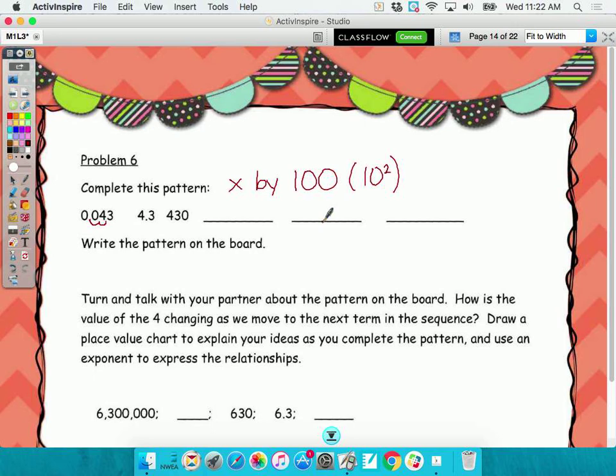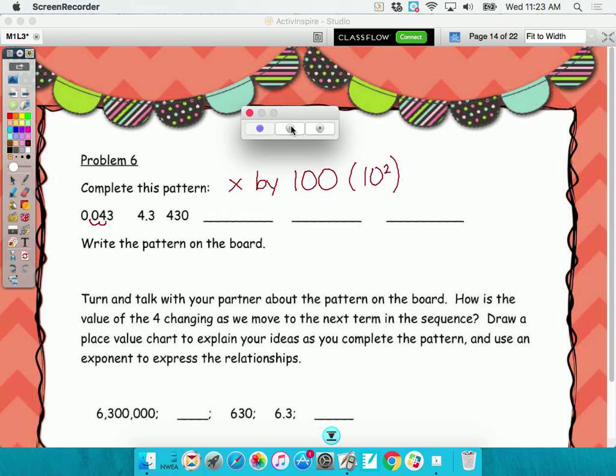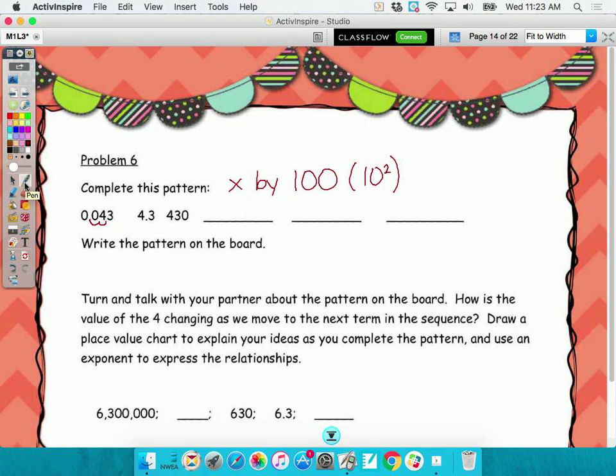See if you can fill in these next 3, and then I will pull sticks. Do it yourself, and then we'll talk about it. Okay, table 1. Tell me what to write on the line after 430. 4,300. Are you sure? Yeah. Table 2, do you agree with them? No. Why not? You have to add 2 zeros. Why did I add 2 zeros? Because you're multiplying by 100.